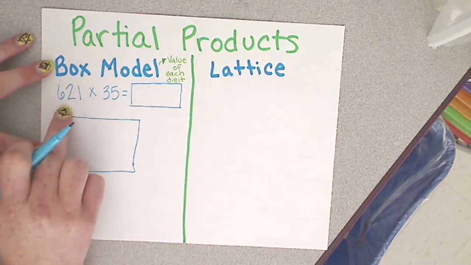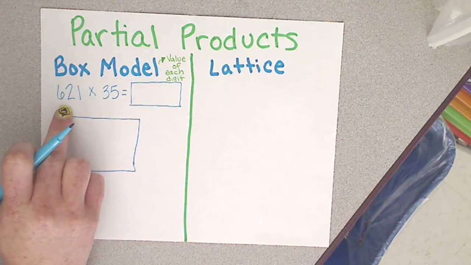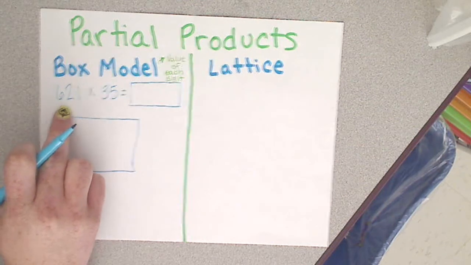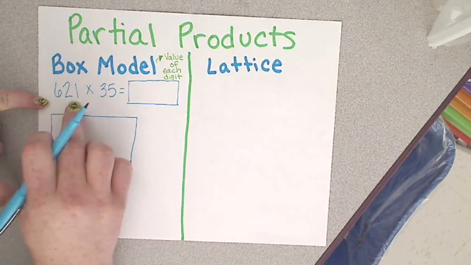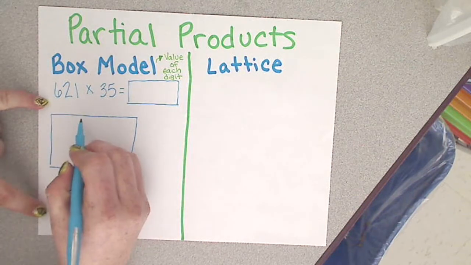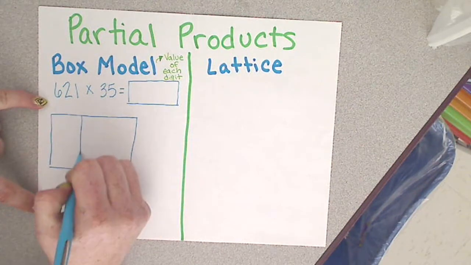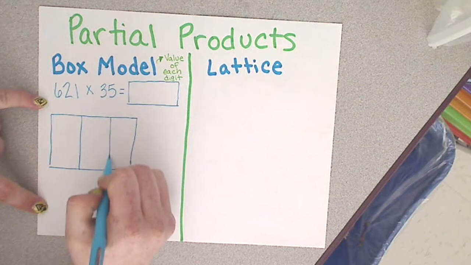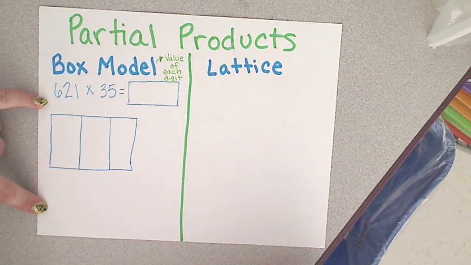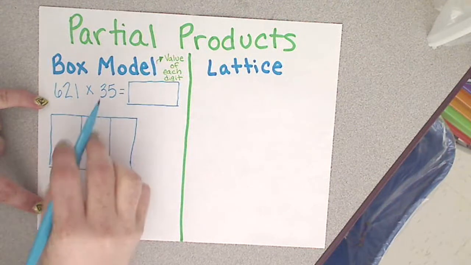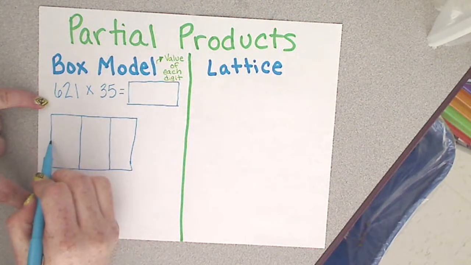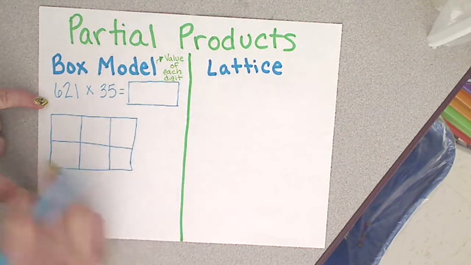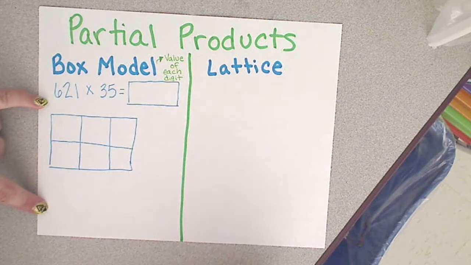Now, each of the numbers that are being multiplied together are called factors. The answer is called the product. So the first factor is a 3-digit number, so we are going to go ahead and create 3 vertical columns in our box. And now I need to look to my second factor, which is a 2-digit number. So we need 2 horizontal rows in our box.